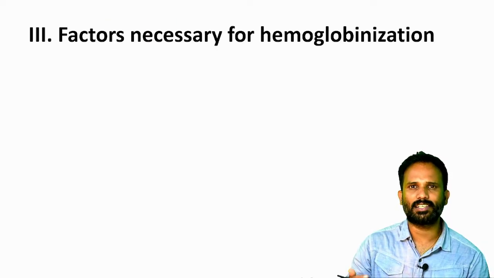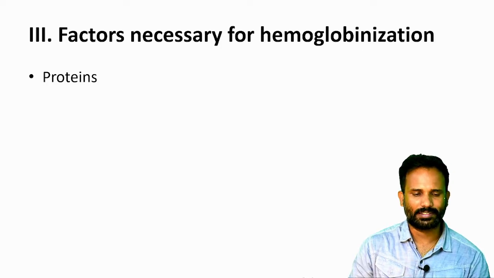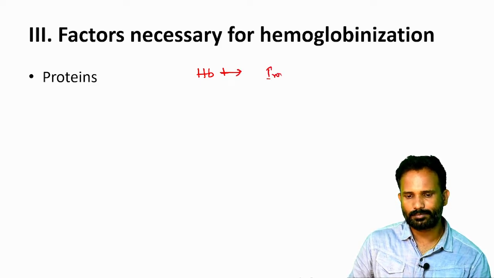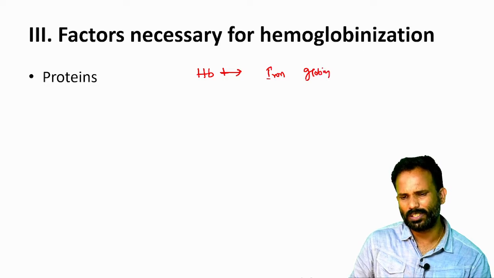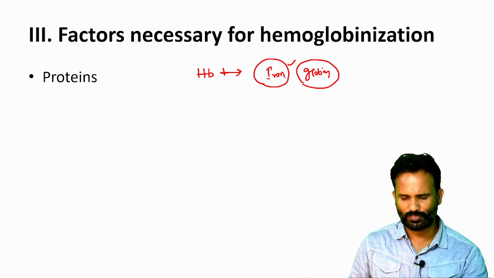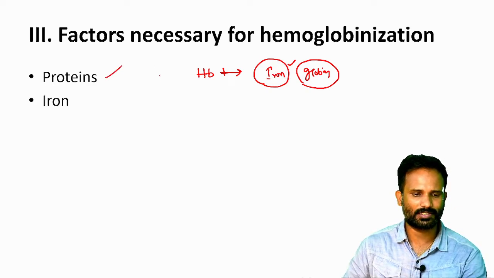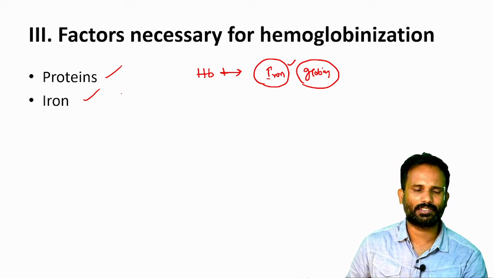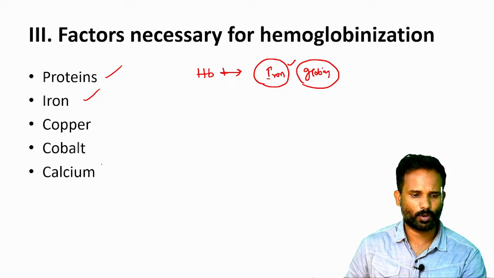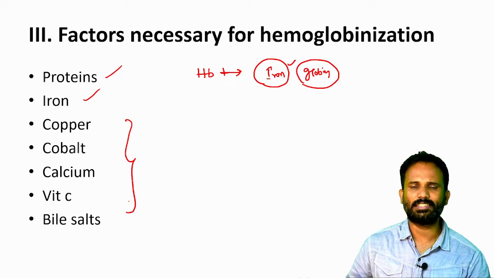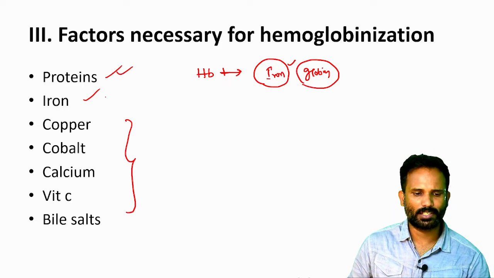And the factors necessary for hemoglobinization are proteins and iron. So we know that hemoglobin contains heme and globin. Heme is nothing but an iron-containing pigment. So iron is required, and globin is nothing but a protein, so we require high quality amino acids and also iron, and there are some substances which help in the absorption of iron as well as hemoglobinization, like copper, cobalt, calcium, vitamin C and bile salt. So these are required for hemoglobinization. The prime components are proteins and iron.